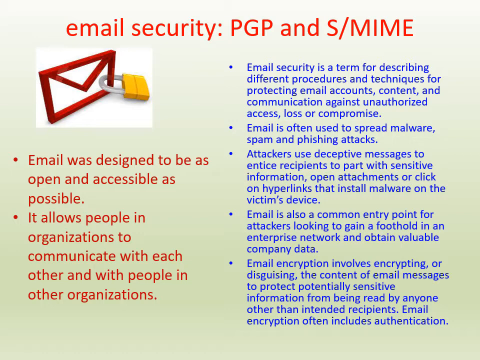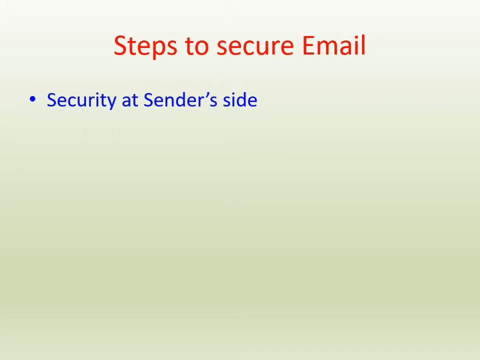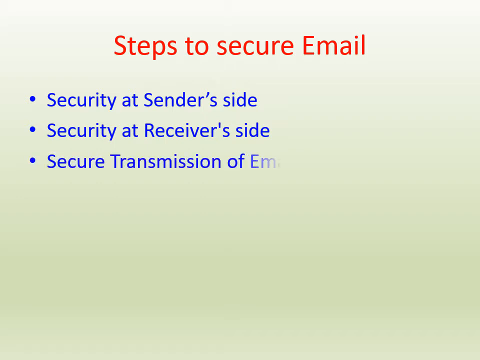Some steps should be followed to secure our email. Security can be performed at the sender side. Security can also be done at the receiver side, and security should be done during transmission of email. Security at the sender side can be implemented by a non-technical person. It can use incognito mode while sending mail. Avoid using public computers. These steps can be followed for implementing security at the sender side.